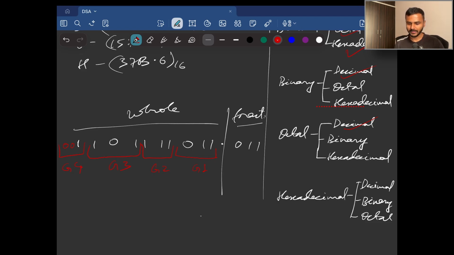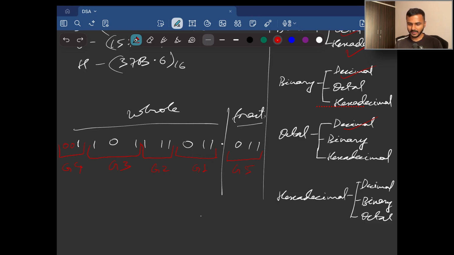We're supposed to go for the fractional part. In the fractional part, we've got 3 digits only. Let's call this group 5. Now, once we have done that, the next step would be to take the numbers in each group and convert it to its decimal equivalent.